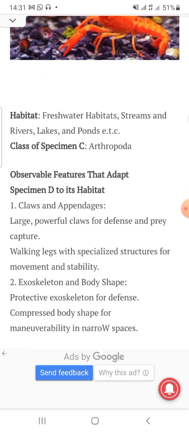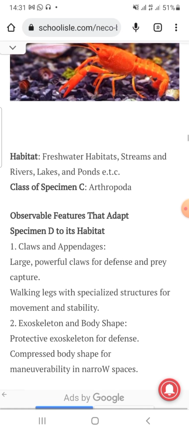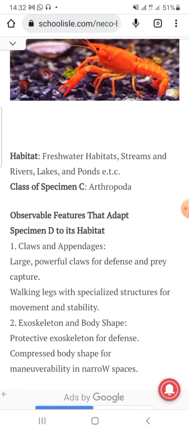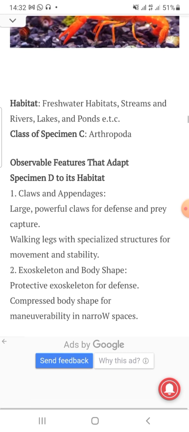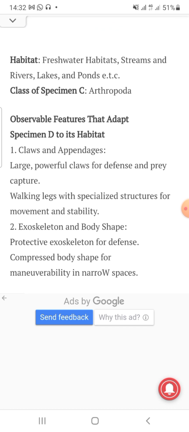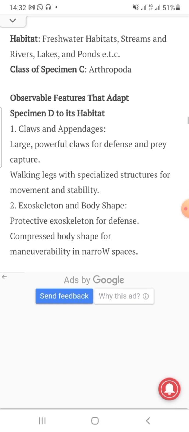Let's look at the observable features that adapt specimen D to its habitat. Number one, claws and appendages. Large, powerful claws for defense and prey capture. Walking legs with specialized structures for movement and stability. Number two, exoskeleton and body shape. Protective exoskeleton for defense. Compressed body shape for maneuverability in narrow spaces.